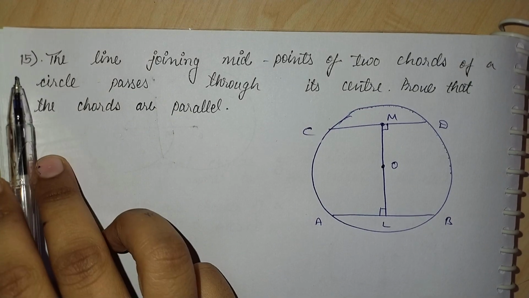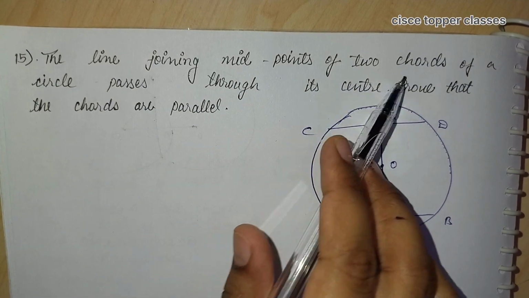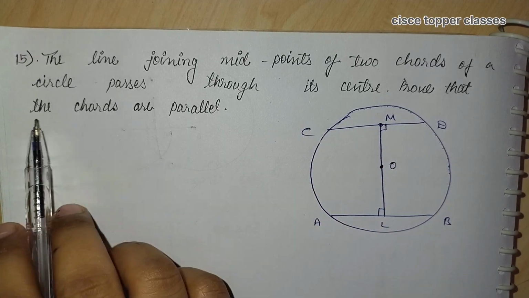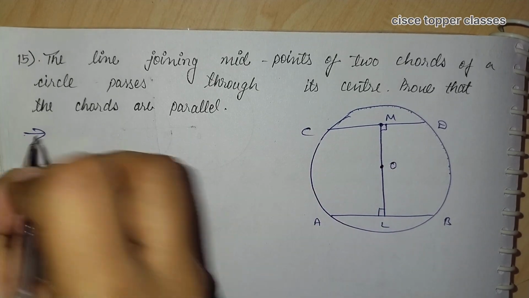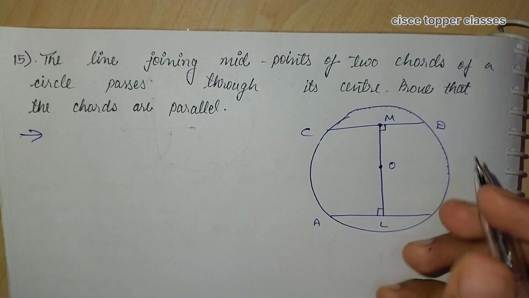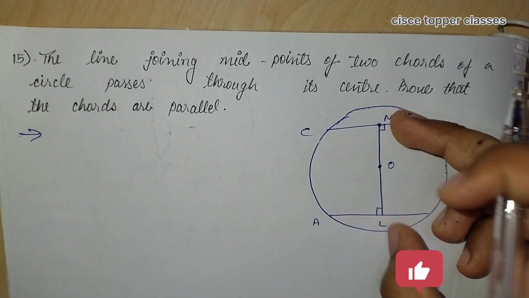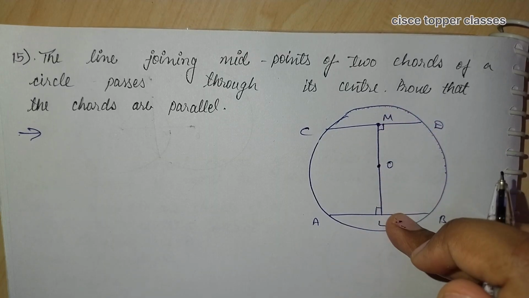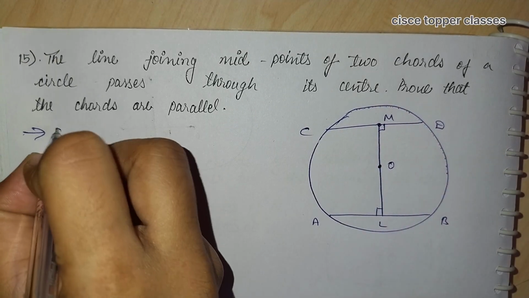Now let us solve question 15. The line joining midpoints of two chords of a circle passes through its center. Then prove that the chords are parallel. To prove that the chords are parallel, firstly we are given that M and L are the midpoints and O is the center. O lies on the line ML.